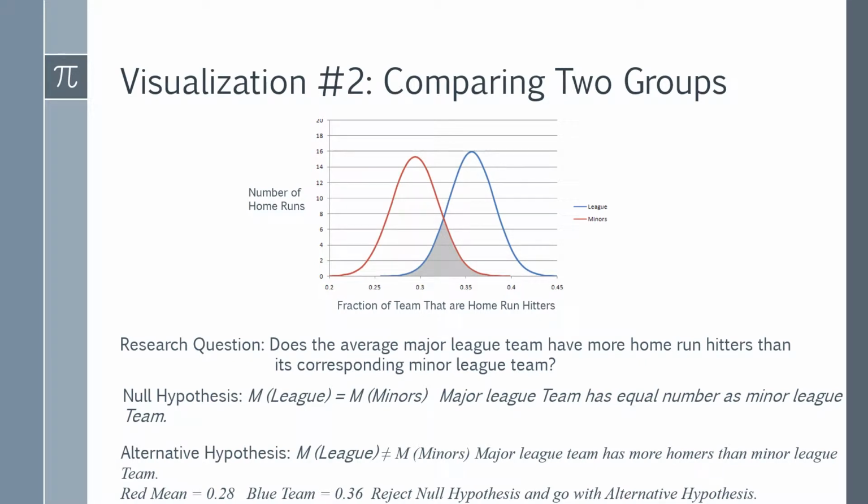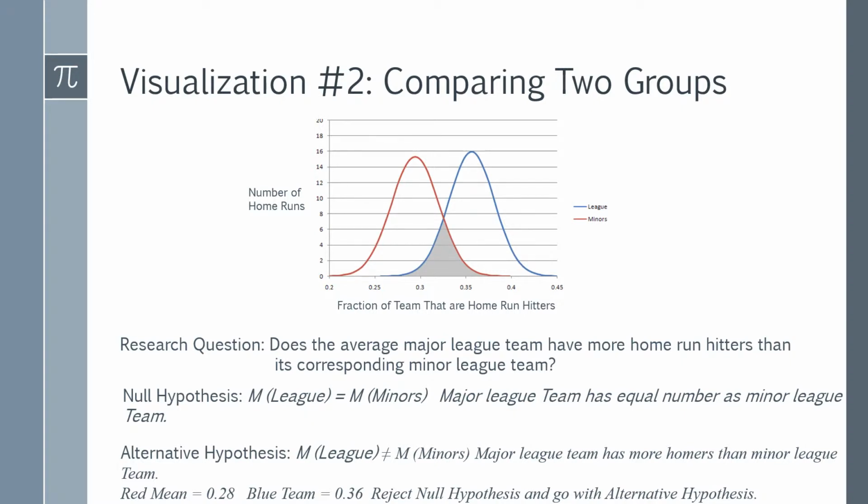Here in this visualization, we're going to compare two groups. As we see again, the two groups here, we have a red team and a blue team. And we're looking at the number of home runs that they hit and which fraction of the team are home run hitters. So our research question is, does the average major league team have more home run hitters than its corresponding minor league team? So again, we're going to look at what the mean is of the minor leagues, and if we look at that mean, it's roughly 0.28, and the blue team has a mean of 0.36.